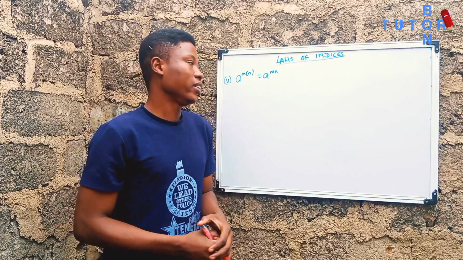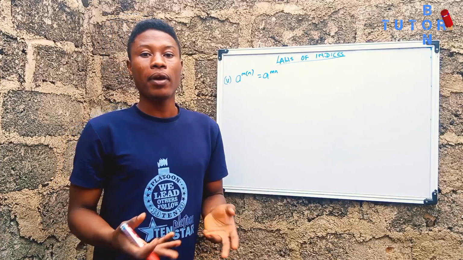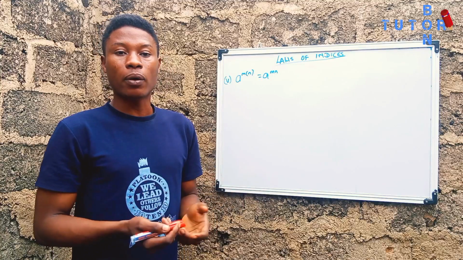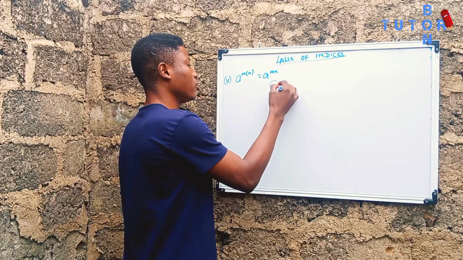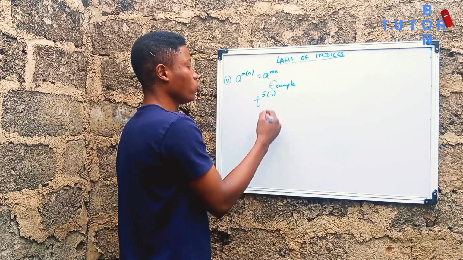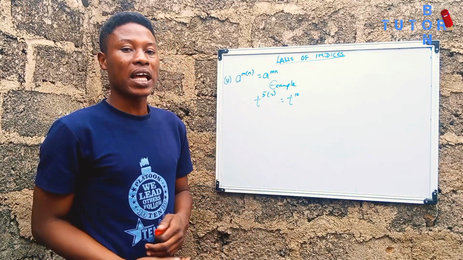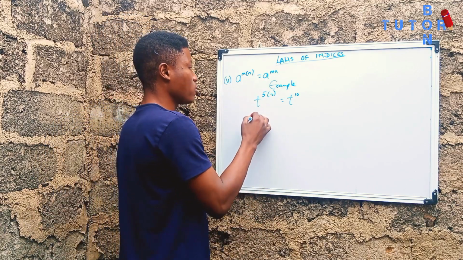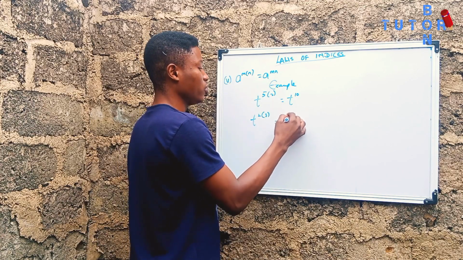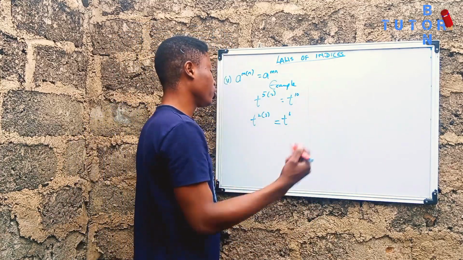The fifth law says a raised to power m into bracket n is equal to a raised to power mn, just like a normal multiplication procedure. You are just multiplying the powers together. Let's say you have t raised to power 5 into bracket 2, then you have t raised to power 10 because you have 5 multiplied by 2. If you have t raised to power 2 into bracket 3, then you have t raised to power 6.